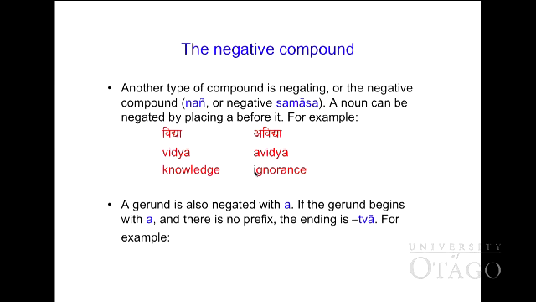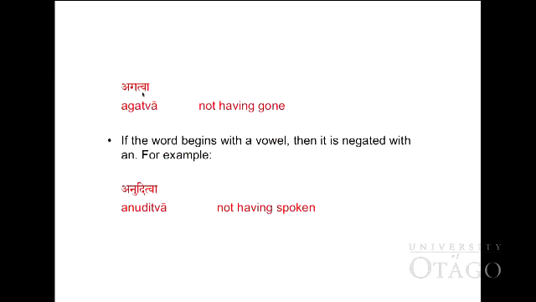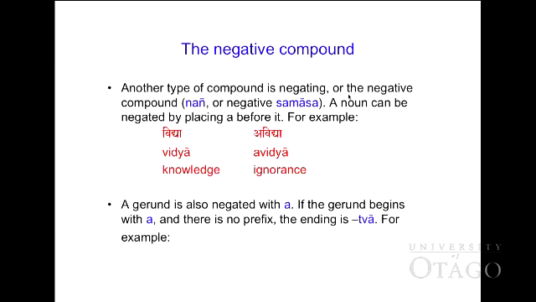For example, this is a gerund. So katva, having gone. Akatva means not having gone. Another one, if the word begins with a vowel, then it is negated with an. So uditva, having spoken. An, put it in front of the word. Anuditva, not having spoken. So it comes from uditva, having spoken. This is the negative compound in Dwandwa compound.